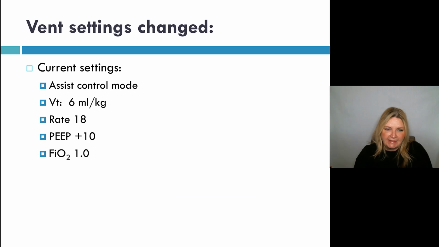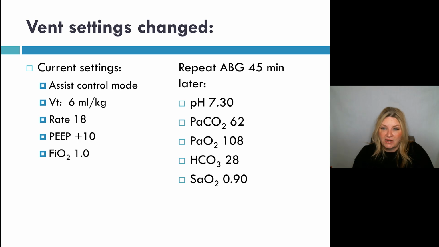Okay, so we changed her vent settings to what we just discussed. So she's on an assist control mode, so it's a volume mode of ventilation. We got her slowly down to 6 cc's per kilo. She's tolerating it okay. Her rate is 18, her PEEP is 10, and her FiO2 is still at 100%. So we repeat her gas 45 minutes later, and here's her new gas. 7.3, 62, 108, 28, and 90% sat.